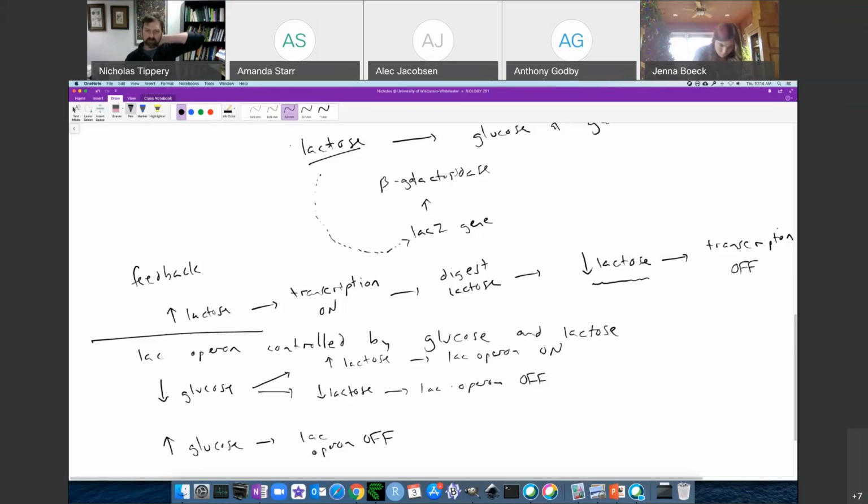So that gives us, in this scenario, 3 outcomes. 2 of those outcomes have transcription off of the Lac Operon. So either there's a lot of glucose, or there's a little bit of glucose and a little bit of lactose. We'll say maybe no lactose. So 2 ways for it to be off. So what's going on with the high glucose situation? Why would that be a good time to have transcription of the Lac Operon be off?